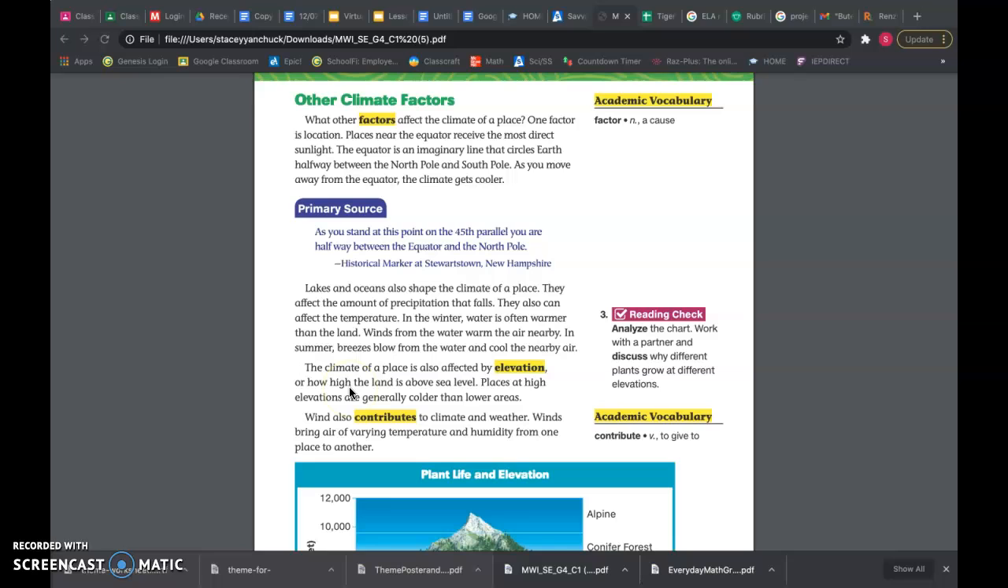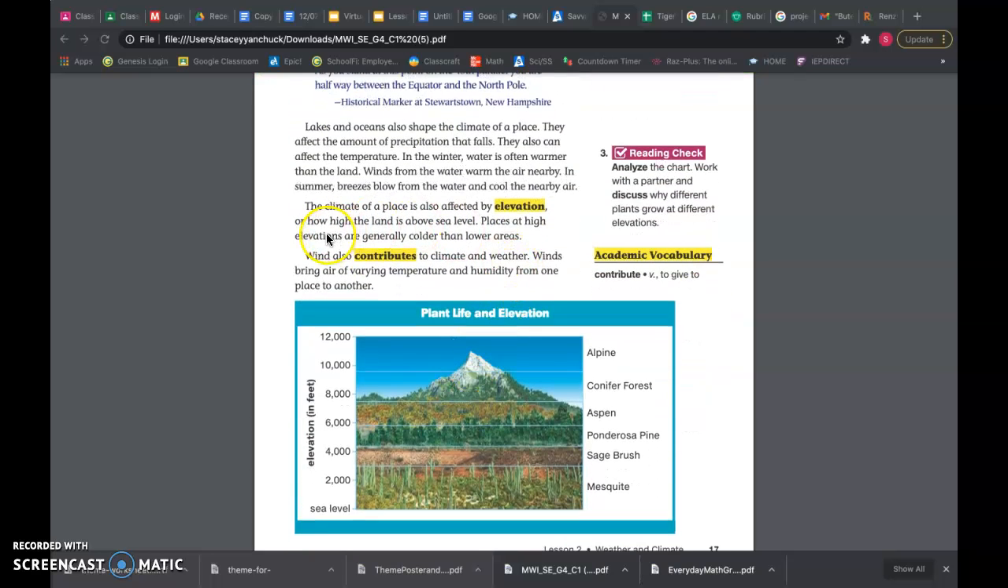The climate of a place also is affected by elevation, or how high the land is above sea level. Places at high elevations are generally colder than lower areas. Wind also contributes to climate and weather. Winds bring air of varying temperatures and humidity from one place to another.